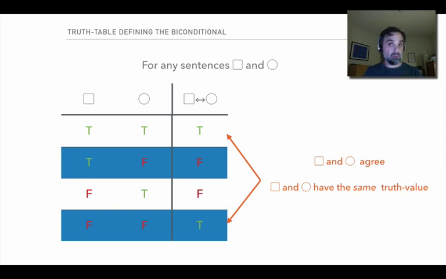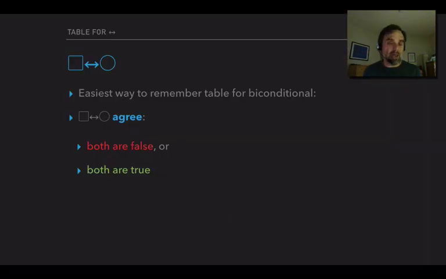And if they're different, if it's true-false or false-true, on the other hand, then the biconditional comes out false. So what does the biconditional say? It says the two sentences have the same truth value. It says that they agree. And that's, in the end, all you need to know. But I want to explain why that's the truth table for the biconditional.